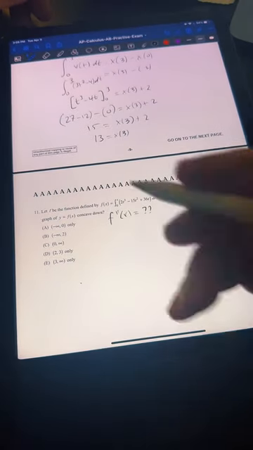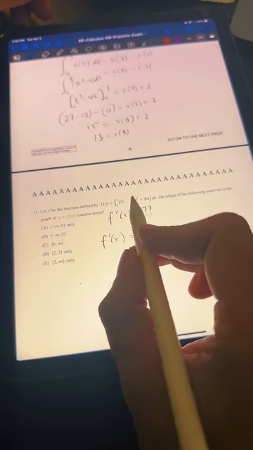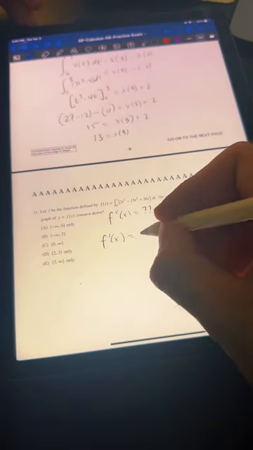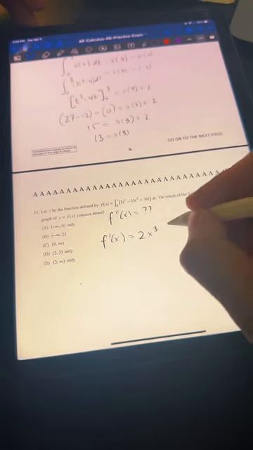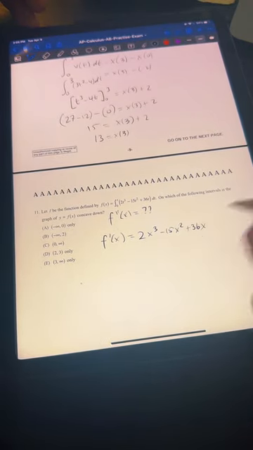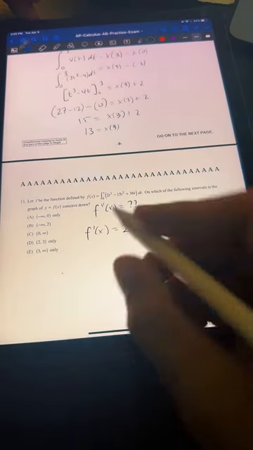Well, let's go ahead and start doing the first derivative. Remember, the first derivative, according to this function, is literally just the function here evaluated at 0. This is the second fundamental theorem of calculus. So this is 2x cubed minus 15x squared plus 36x. All right, this is the first derivative.